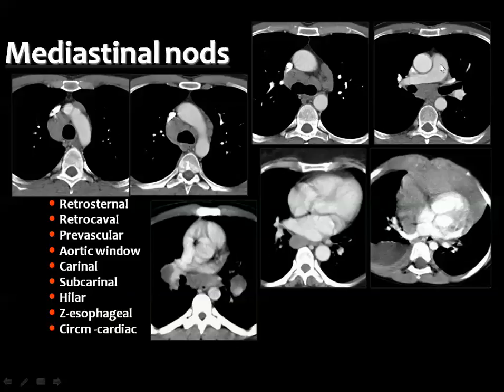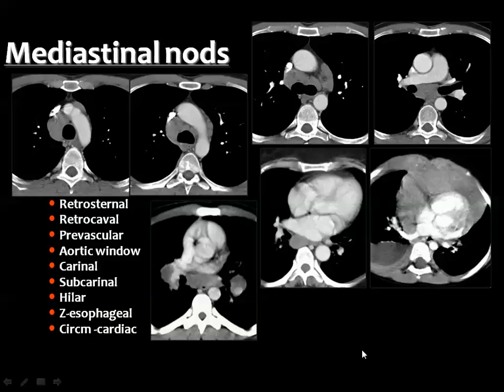And we have the carinal lymph nodes. The precarinal group are anterior to the carina. The retrocarinal group are posterior to the carina. The subcarinal nodes are located between the main stem bronchi. We have the hilar group of lymph nodes, also known as the bronchopulmonary lymph nodes. Then we have the azygoesophageal or posterior mediastinal nodes, which are related to the azygos vein and the esophagus. And finally, we have the circumcardiac lymph nodes, which are arranged around the pericardium. And if you remember, these nodes are pathognomonic for non-Hodgkin lymphoma in both the pediatric and adult age groups.